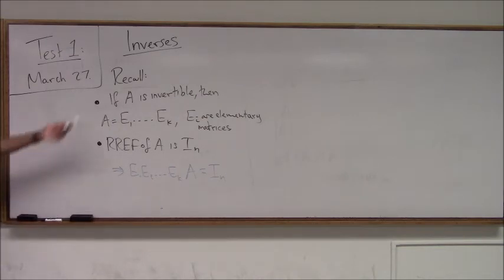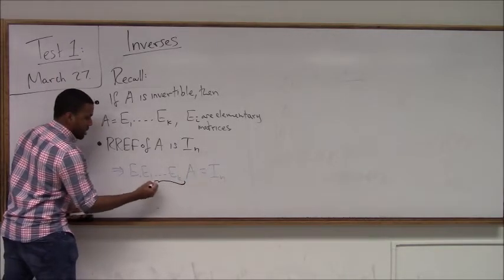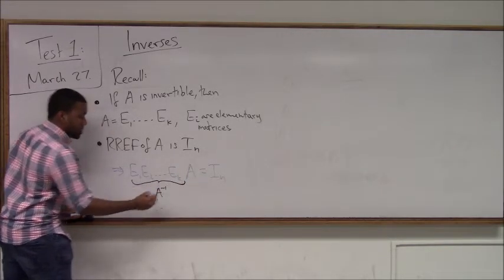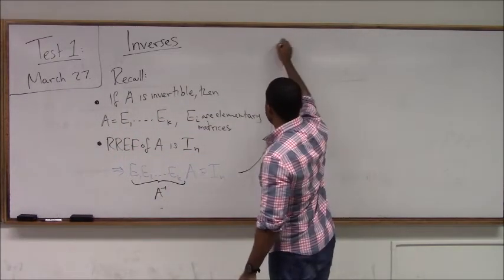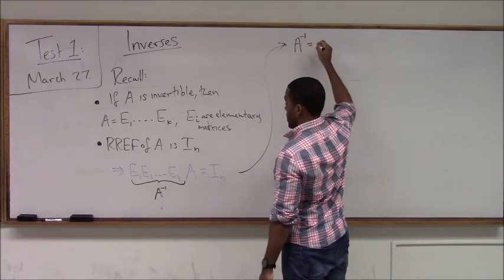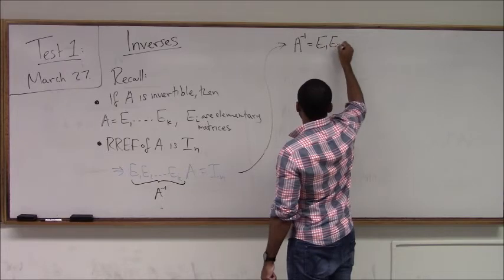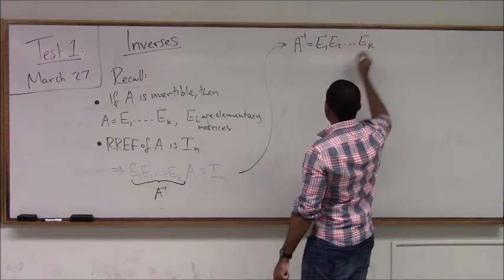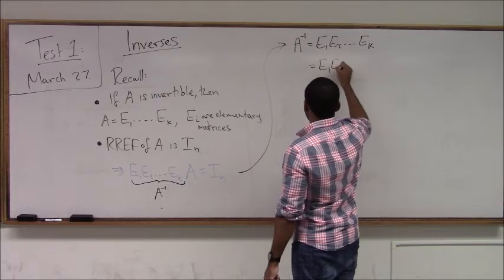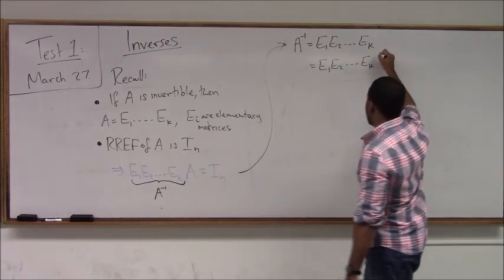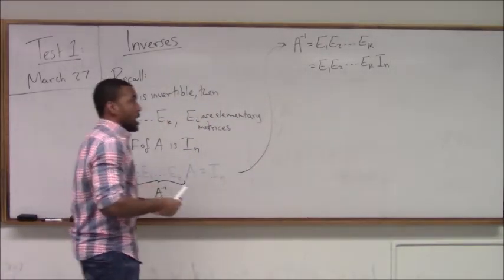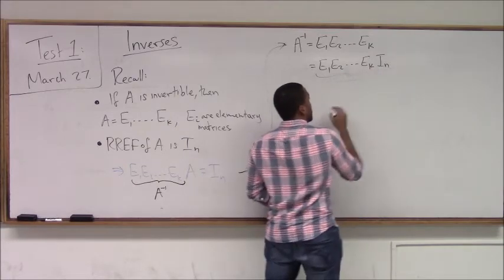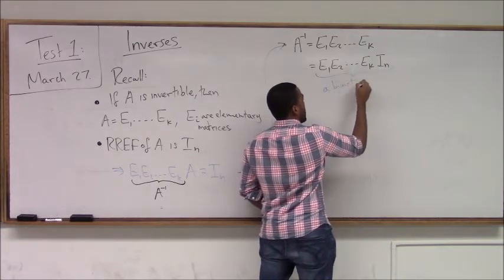Remember, we can describe row operations in terms of elementary matrices. And so what that would give us is that this product here works as an inverse. In other words, we can think of A inverse as a product of elementary matrices. But that's almost laughably obvious. That's a product of elementary matrices times an identity. And so how you can interpret this expression is it's a bunch of row operations on the identity.